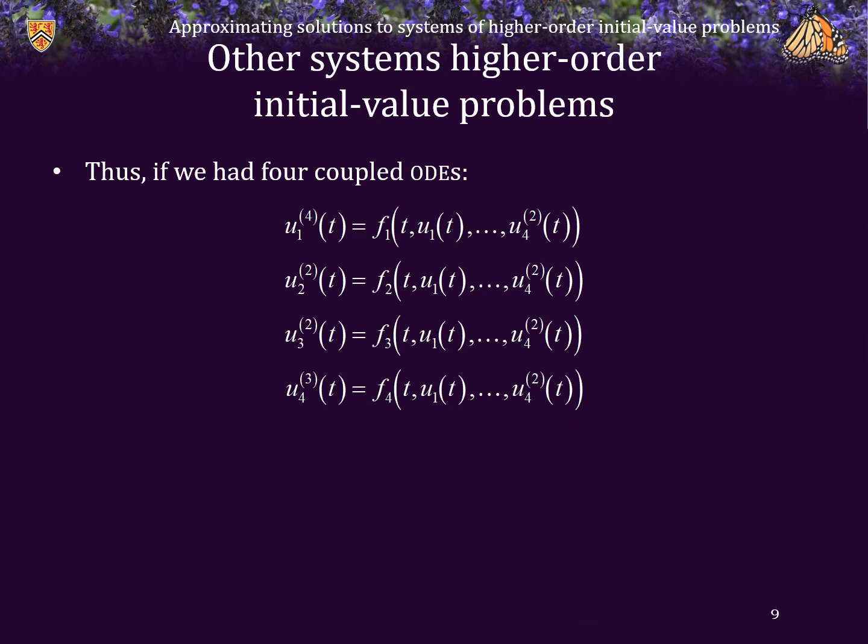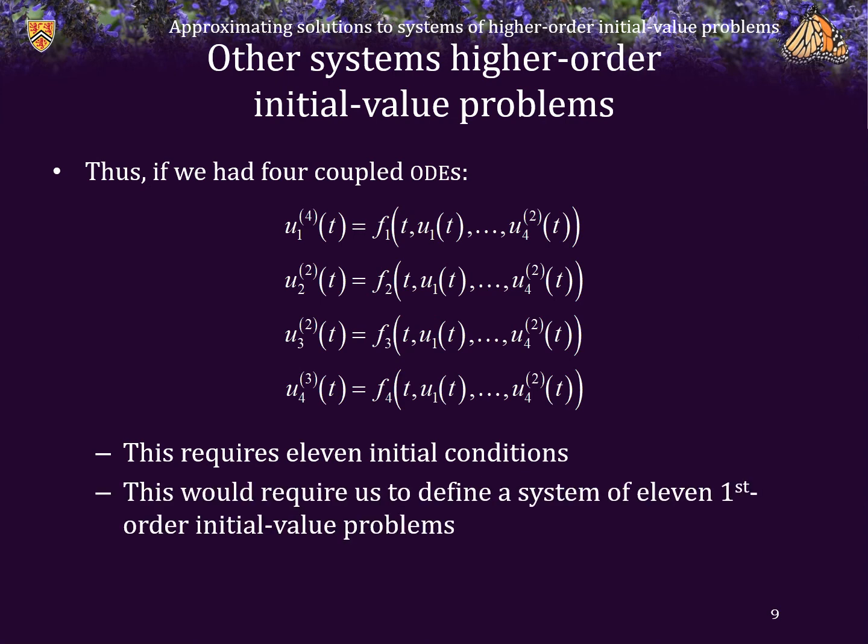As another example, a little more abstract, suppose we had four coupled ODEs. The first, fourth order, the second and third are both second order, and the last is third order. Consequently, we would require 4 plus 2 plus 2 plus 3 initial conditions. These initial conditions would have to be satisfied. Additionally, we would be converting this system of four higher order initial value problems into 4 plus 2 plus 2 plus 3, or 11 first order initial value problems.